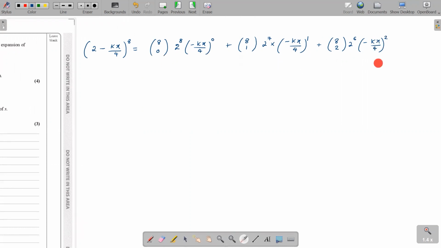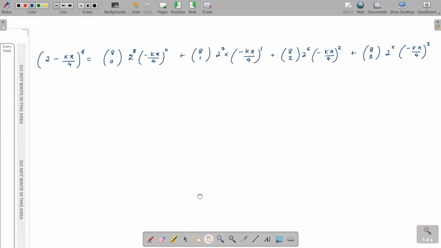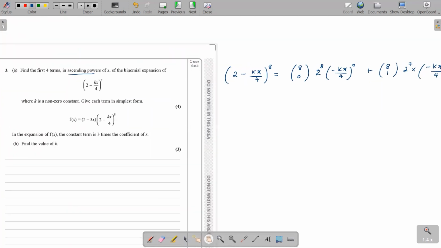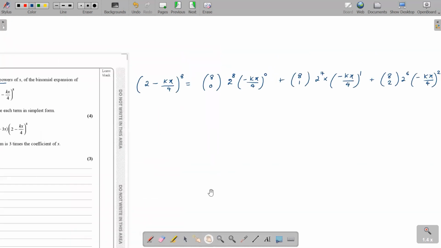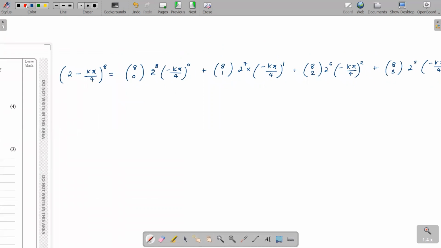Now the next term will be the last one, the fourth term. The fourth term is 8c3, 2 to the power 8 minus 3 is 5, into (minus kx over 4) to the power 3. Okay, so then they ask us to give the answer in the simplest form. So this is the expansion. Then they say give each term in its simplest form. So what do you mean by simplest form? Simplify as much as possible. So how do we simplify as much as possible?